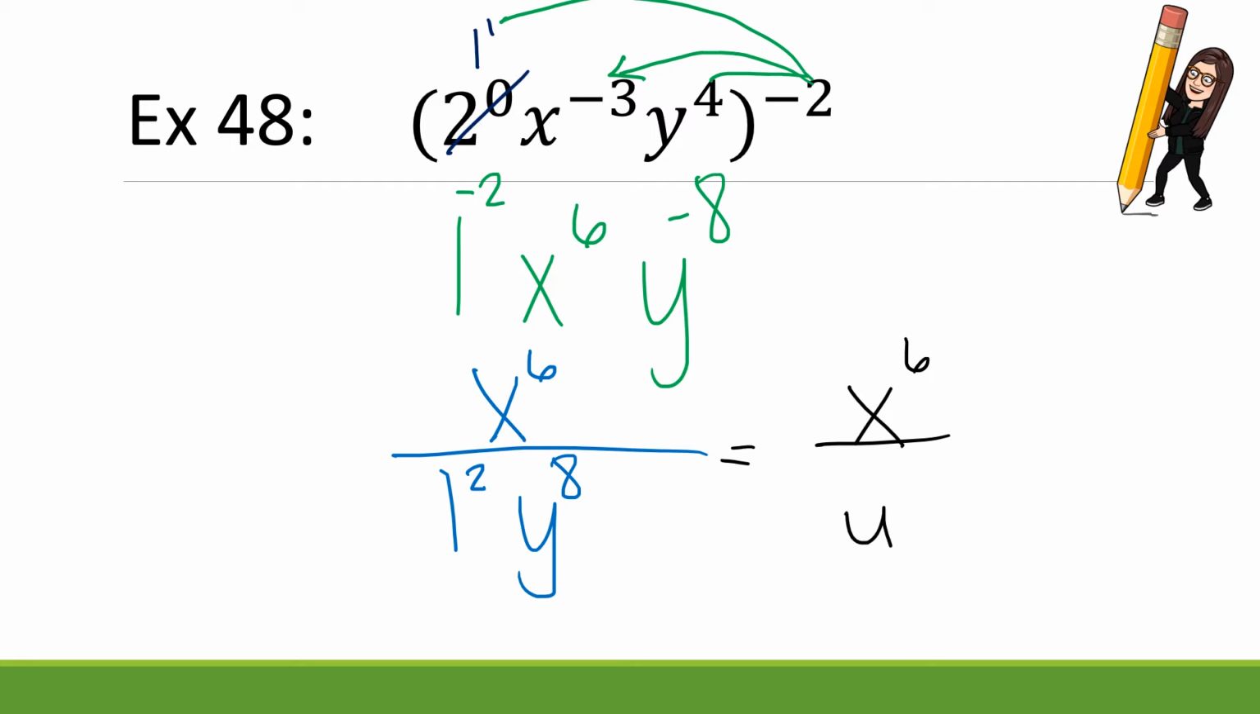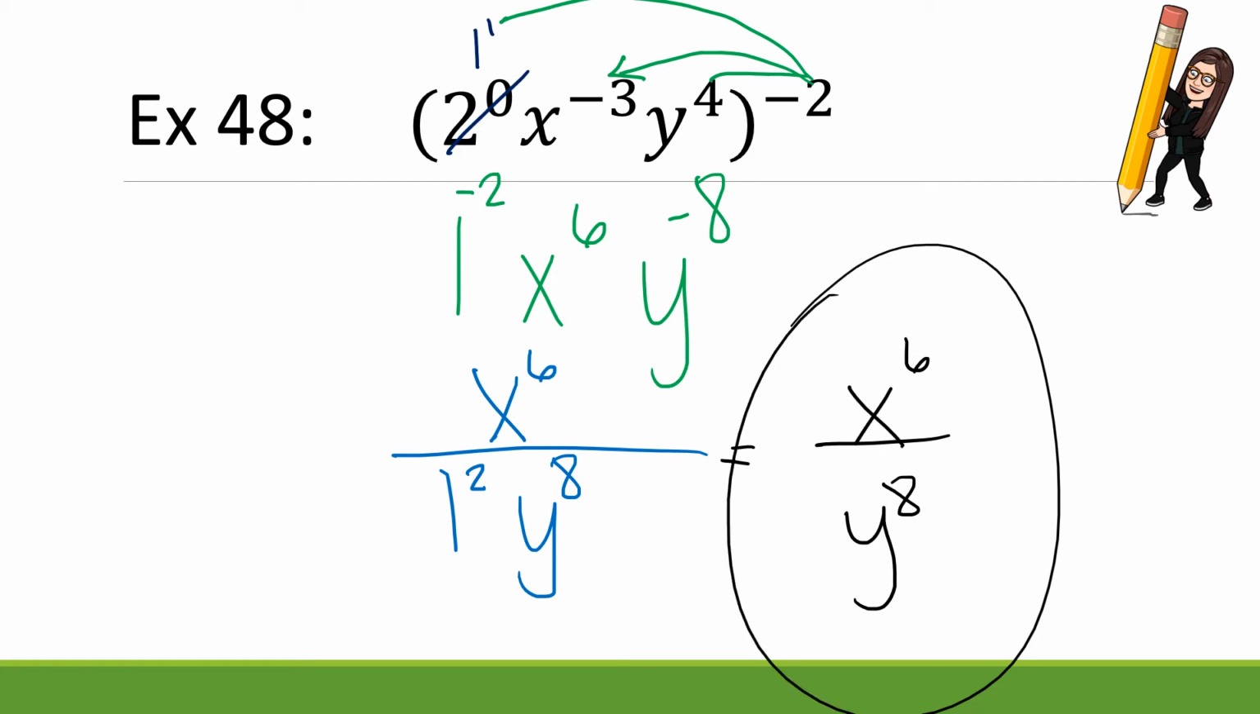The last thing, 1 squared, 1 times 1 is still 1. So I actually don't need to write it. I can just leave my variables. If you write a 1 out front, totally fine. But we can leave it simplified like this.